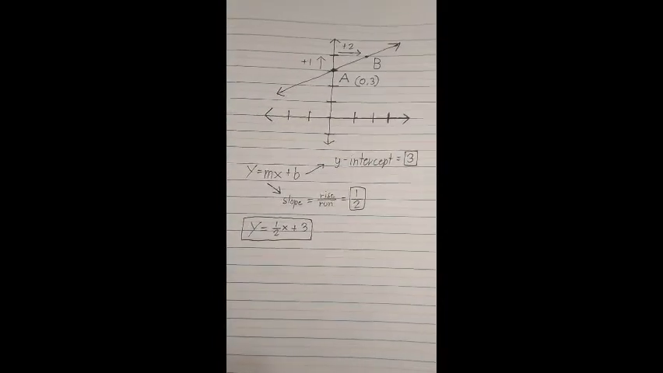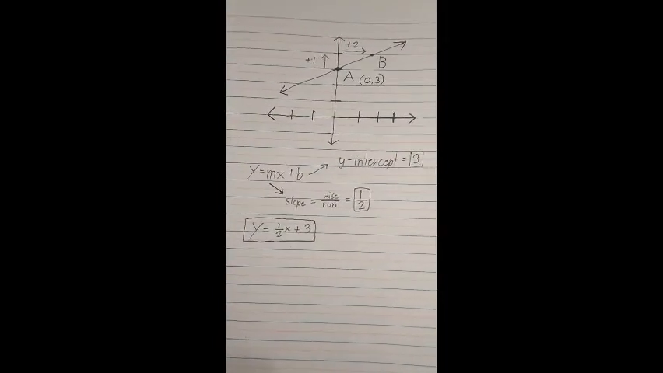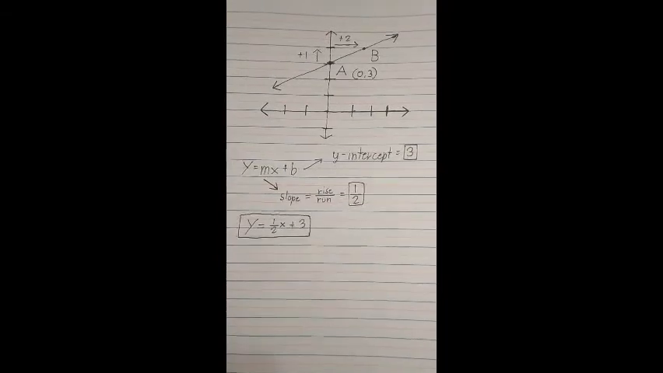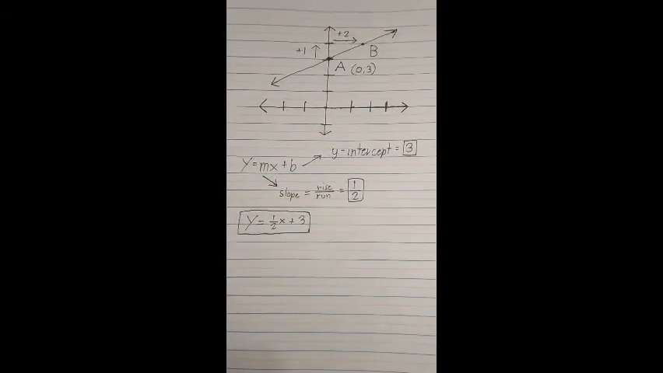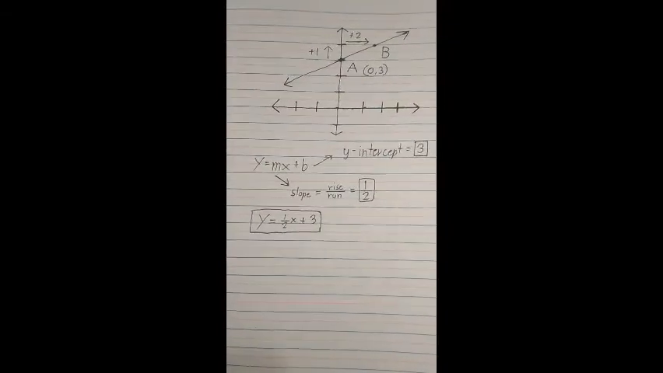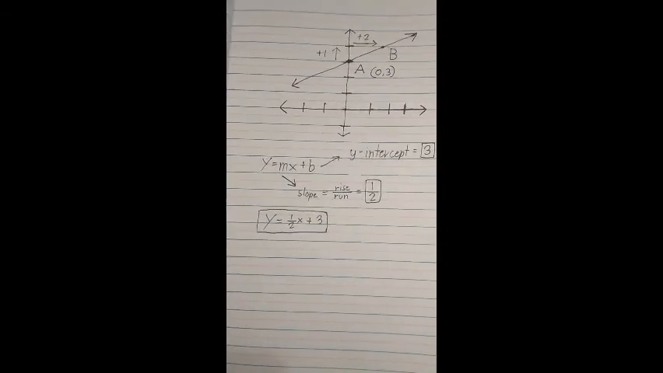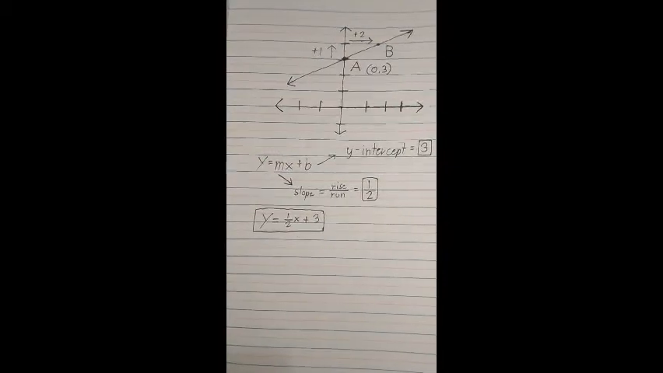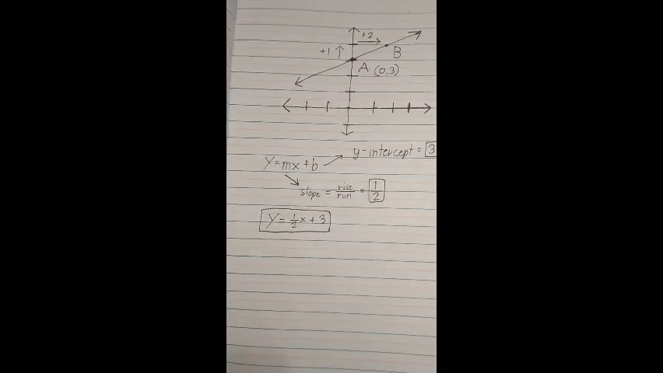Hello everyone. Today I'm going to show you how to write linear equations. In this example that I made, we're asked to write the equation of the given line in slope-intercept form. Remember that slope-intercept form is the same thing as y equals mx plus b form, where m represents the slope of the line and b represents the y-intercept.